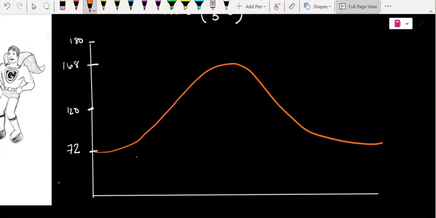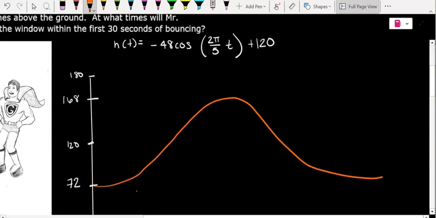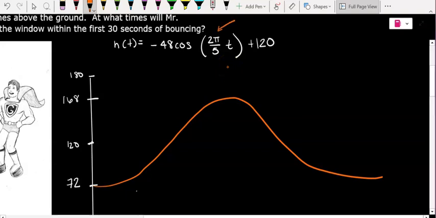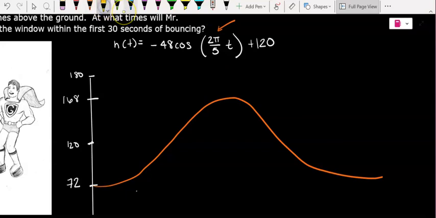So another thing that we have to realize in this question is, what is our period? Here we're given that our b value is 2 pi over 5. Remember, in order to get your period, it's 2 pi divided by b. So in this case, I'm going to do 2 pi divided by 2 pi over 5. And so that's going to go keep, change, flip. And when I do that, the 2 pi's are going to cancel out.